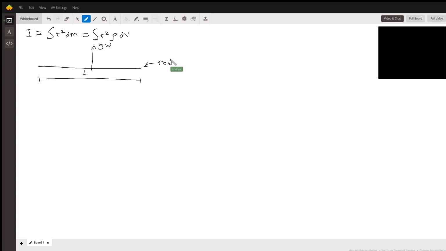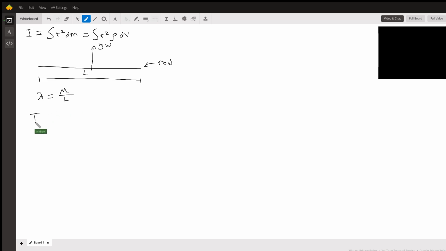Now, this rod is going to have a total mass m, and it's going to have some mass density described by that total mass m over the length. So per distance, there is some amount of mass here.